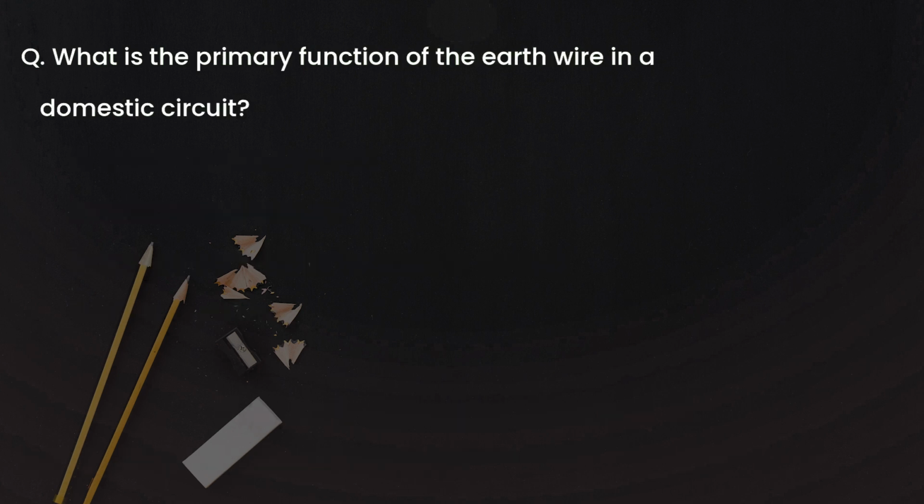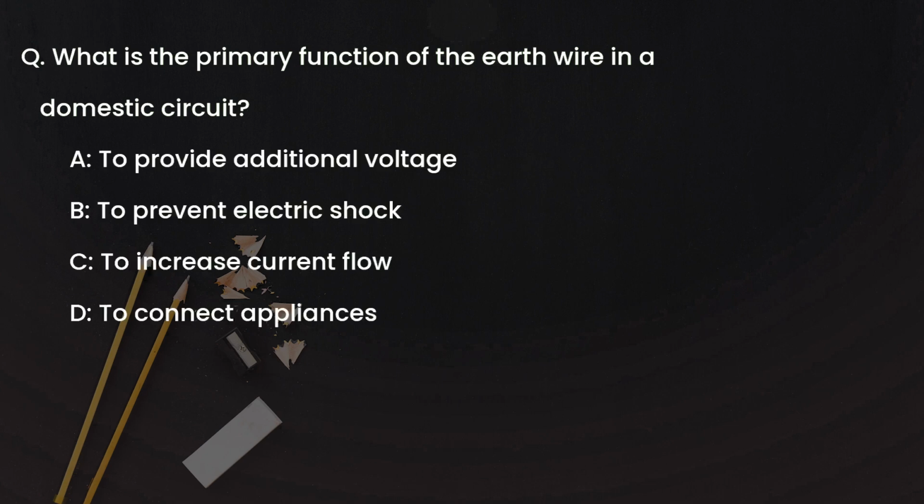Question: what is the primary function of the earth wire in a domestic circuit? Option A, to provide additional voltage. Option B, to prevent electric shock. Option C, to increase current flow. Option D, to connect appliances. You have 5 seconds to answer the question.